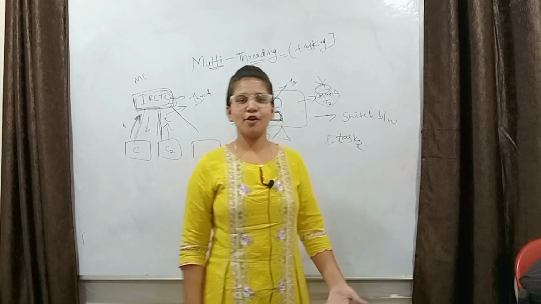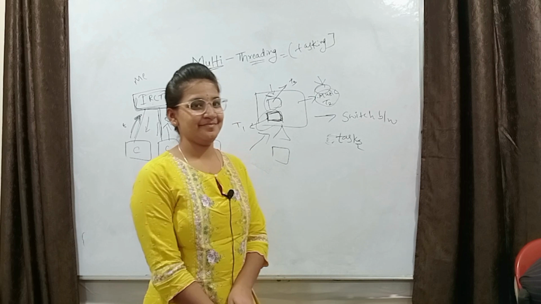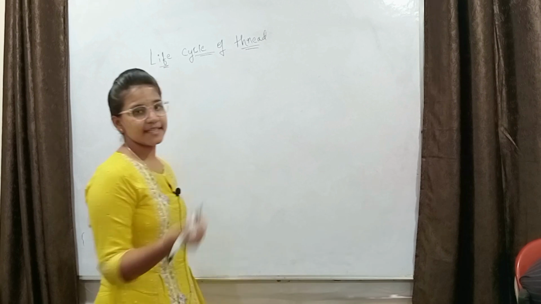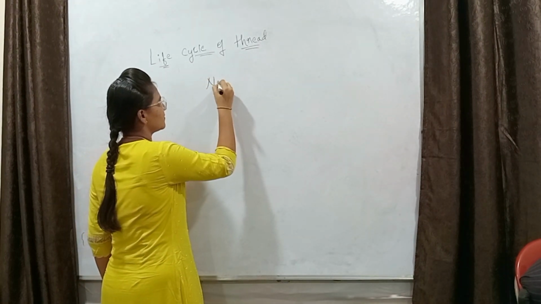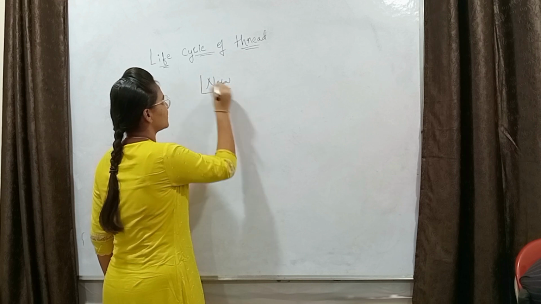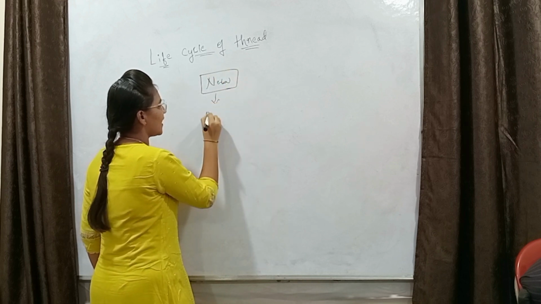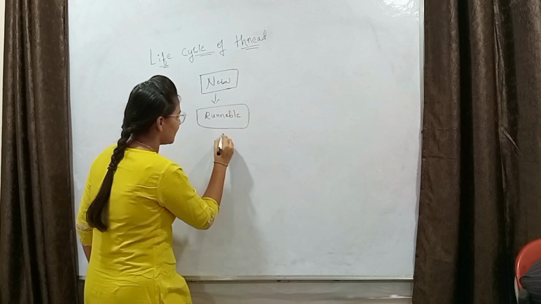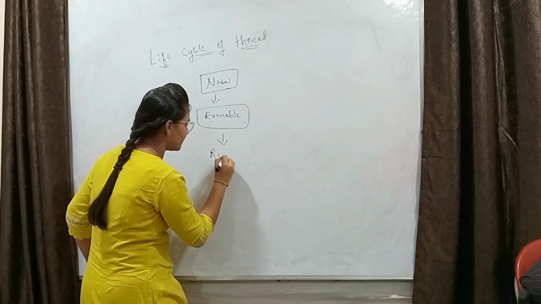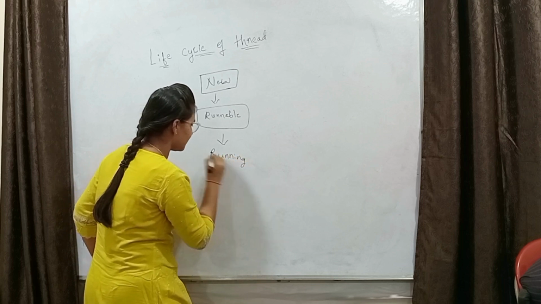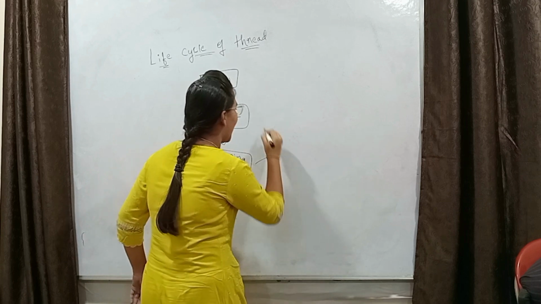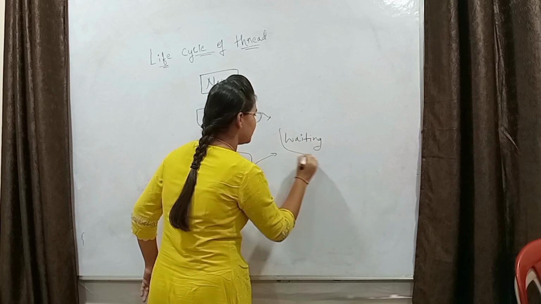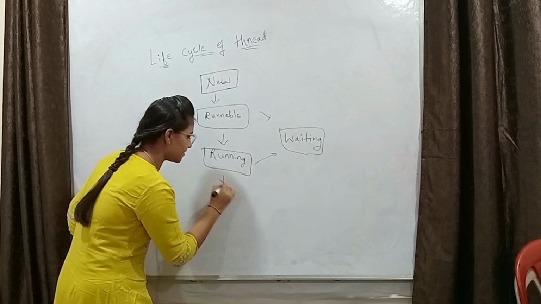So let's go to the life cycle of a thread. When we create a thread, it will be in a new state. Then it moves into runnable, then into running. In between we may have a waiting state. Then last is dead.